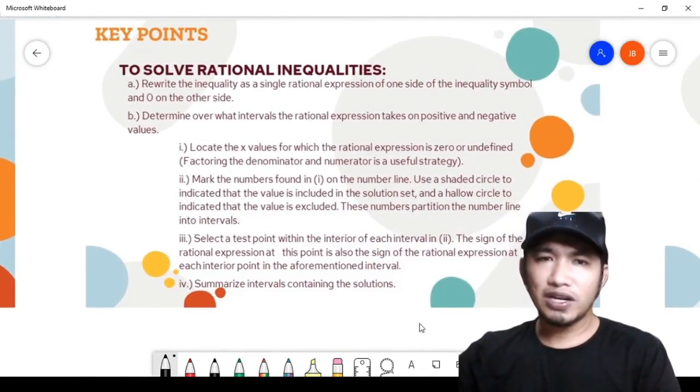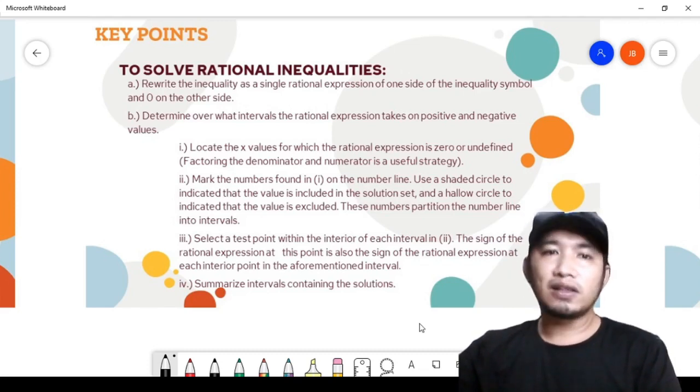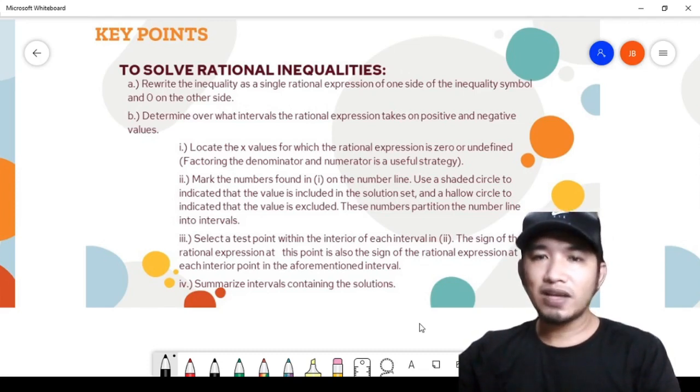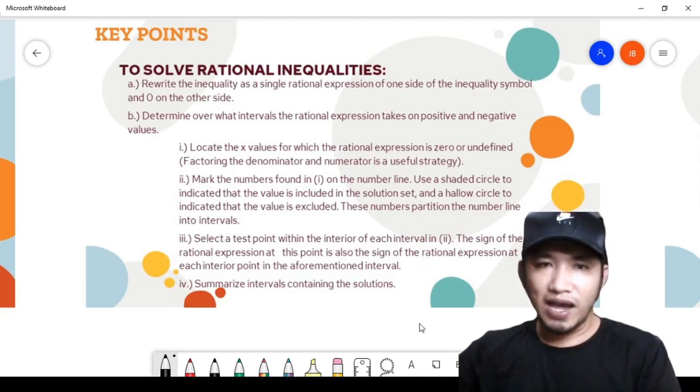To solve rational inequalities, okay, first, rewrite the inequality as a single rational expression of one side of inequality symbol and 0 on the other side. B. Determine over what intervals the rational expressions take on positive or negative values. Okay, and then locate the x values of which the rational expressions is 0 or undefined. Factoring the denominator and numerator is a useful strategy.